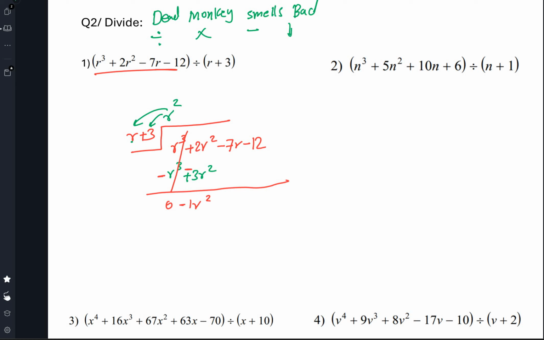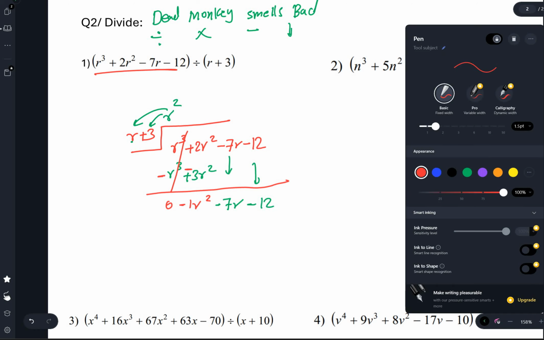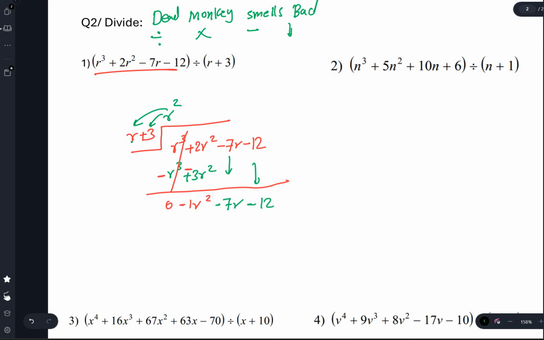Then what we should do after that, you need to bring down the minus 7r and bring this one down, minus 12. Now again, first term, not 0. 0 is not a term because 0 minus anything or plus anything is the same. So the first term is negative 1 r power 2 divided by r, which equals only negative r.